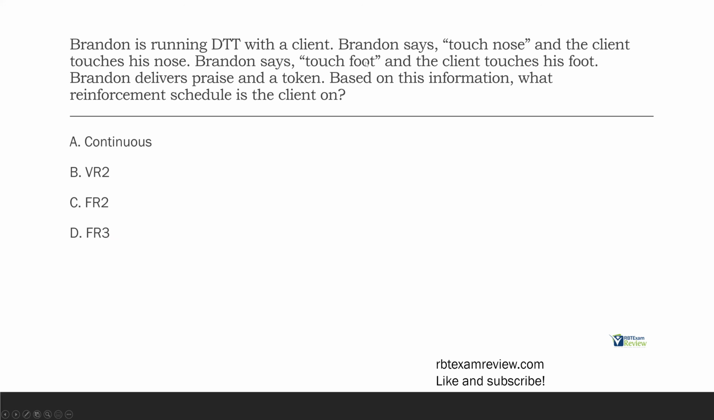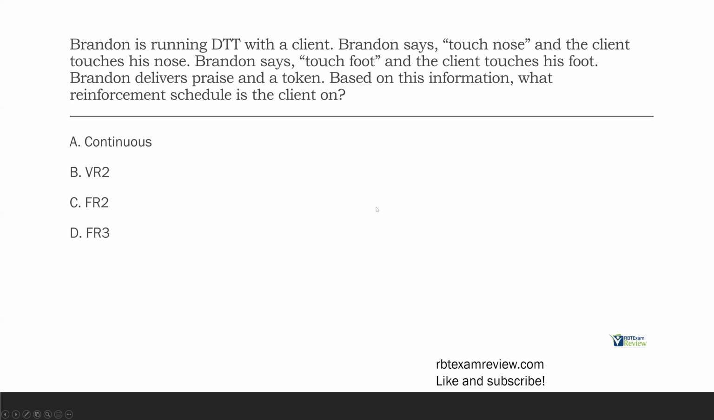Brandon is running DTT with the client. Brandon says touch nose, and the client touches his nose. Brandon says touch foot, and the client touches his foot. Brandon delivers praise and a token. Based on this information, what reinforcement schedule is the client on? All right, basic reinforcement schedules. What are they? We have FR, a fixed ratio based on a fixed number of responses. We have FI, fixed interval based on a fixed amount of time. We have VR, variable ratio based on an average amount of responses, and then VI, variable interval based on an average amount of time. So first things first, the question you ask yourself for basic reinforcement schedules.